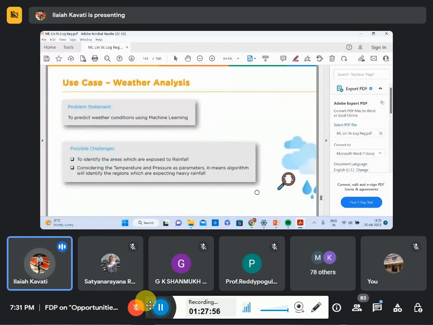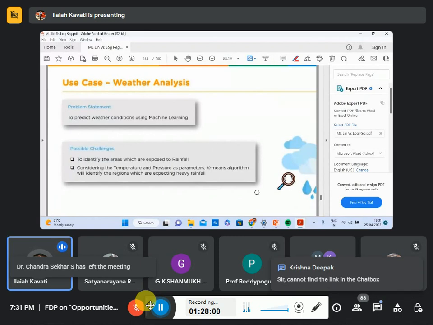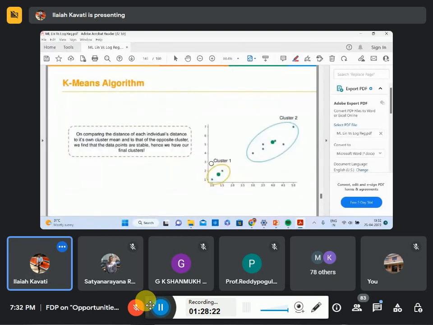There are multiple use cases, such as predicting weather conditions using machine learning to identify the areas exposed to rainfall, meaning clusters. Where there may be heavy rainfall, where there may be moderate, where there may not be any rainfall, right? So if you want to divide into 3 places, more rainy, less rainy, average rainy, that is 3 clusters. To do that, we can use this type of analysis based on weather conditions. Right.